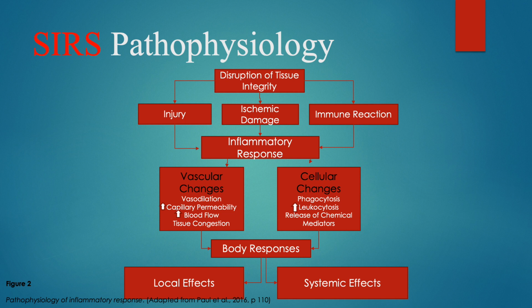An infectious agent can trigger inflammation. However, inflammation can also result from injury, ischemia, and immune responses. In order to understand the systemic manifestations of inflammation, we'll first review inflammation as a localized response.